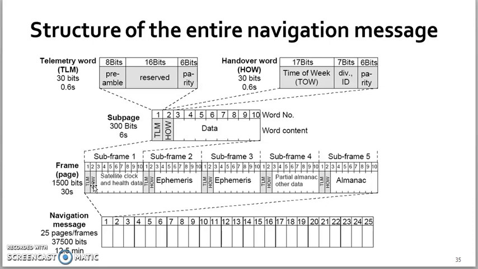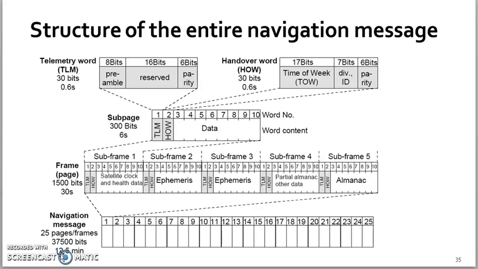A complete navigation message consists of 25 frames, or we can say pages. The structure of the complete message is about 25 pages per frame. Now, the subframes contain the information. The frame is divided into 5 subframes, and each subframe transmits different information.